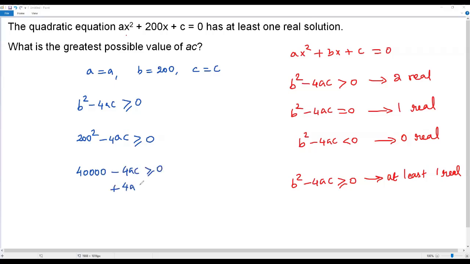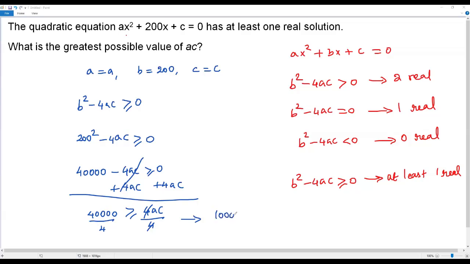Now let me add 4ac to both sides. The negative 4ac and positive 4ac cancel, and I get 40,000 ≥ 4ac. My aim is to get the greatest possible value of ac, so let's isolate ac. For that, I divide both sides by 4. Dividing 40,000 by 4, I get 10,000 ≥ ac. We can switch these two quantities, but whenever I switch the left and right sides in an inequality, I have to flip the inequality sign. So I get ac ≤ 10,000.